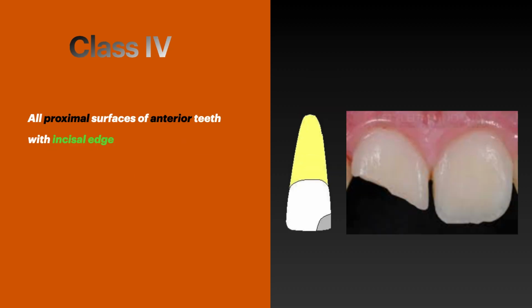Class 4 caries involve proximal mesial or distal surfaces of anterior teeth with involvement of the incisal edge and angle of the tooth, often related to trauma to the anterior tooth involving fracturing of the incisal edge and line angle of the tooth with subsequent dentin exposure.